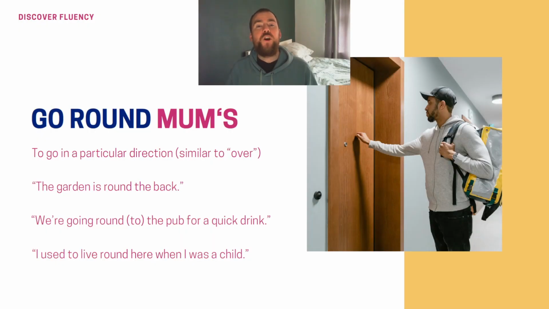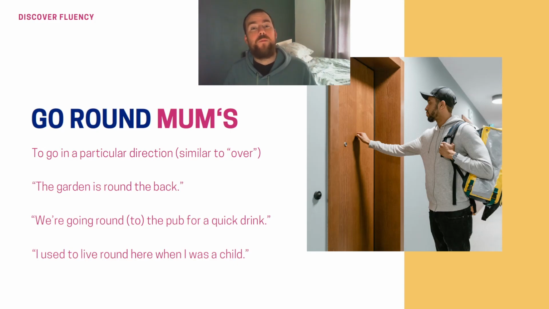Moving on then, we have go round Mum's or go round to Mum's. You can also add to there and it's exactly the same. In this case, round just means go in a particular direction. Often we use it informally in the same way as over. If you go over to someone's house or you go round to someone's house, it's basically exactly the same.